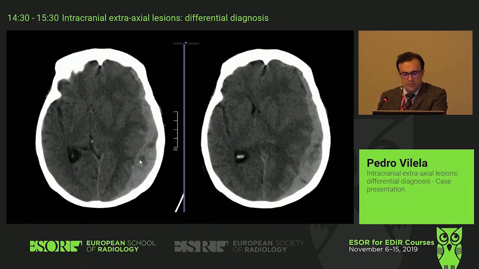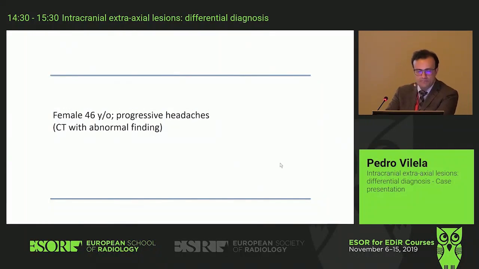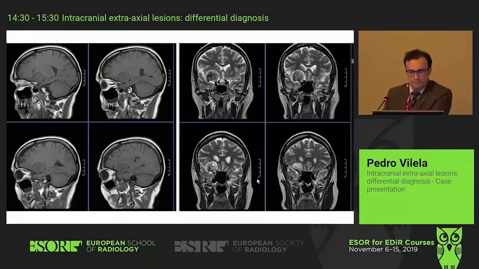Another case. So this low density foci inside, we already know what this means. Acute bleeding, very good. So you see where the cortex actually ends. Okay. Female, 46 years old, progressive headaches, and there was an abnormal finding on the CT. And these are the images.